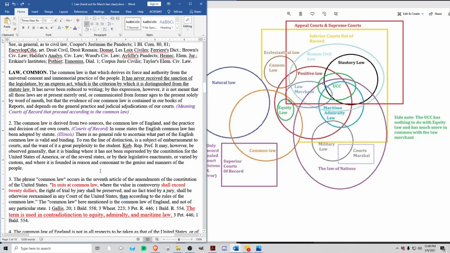There is no general rule to ascertain what part of the English common law is valid and binding. To run the line of distinction is a subject of embarrassment to courts, and the want of it a great perplexity to the student. Yeah, well, there's the reason why. It's an absolute cluster over here, and it's because the attorneys keep doing what they're doing.